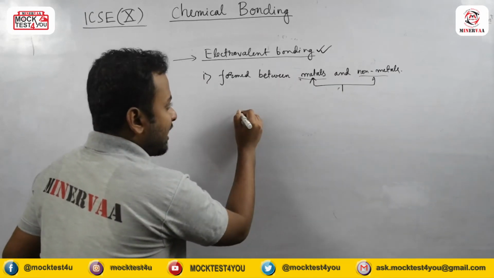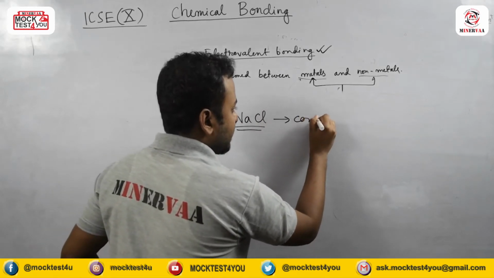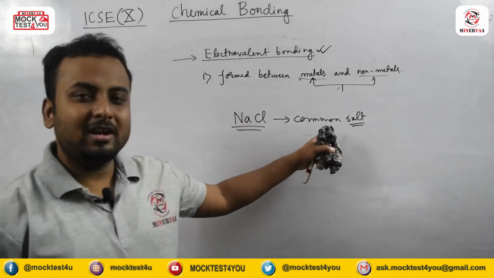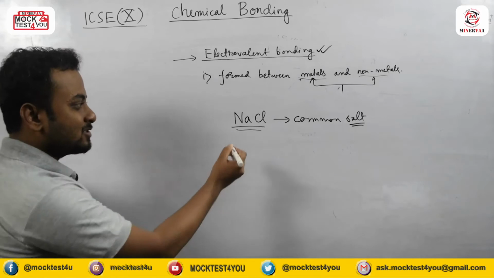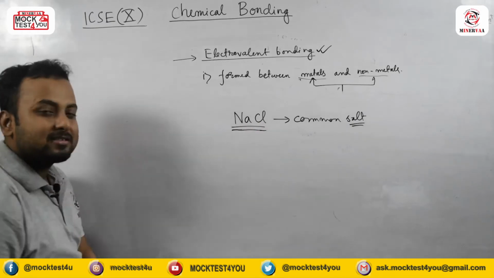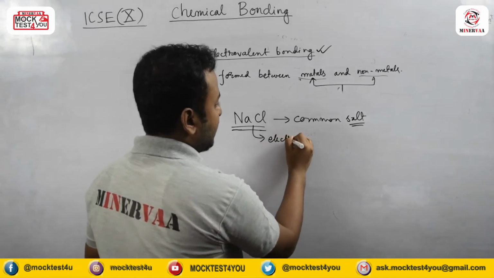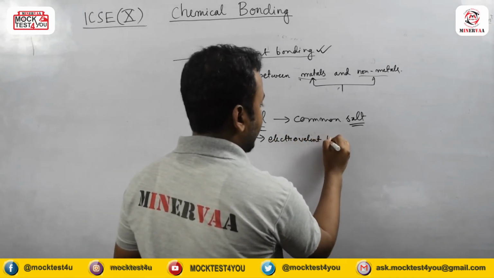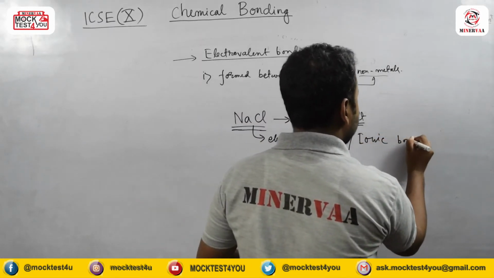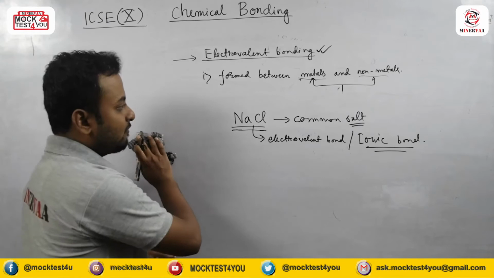If you consider NaCl, we all know this is common salt. We use it regularly in our foods. So it's very interesting to know what bonding occurs behind the formation of NaCl. NaCl is formed by an electrovalent bond. You can also call this an ionic bond. Why ionic bond? Because two kinds of ions are formed. So now we will discuss the formation of NaCl.